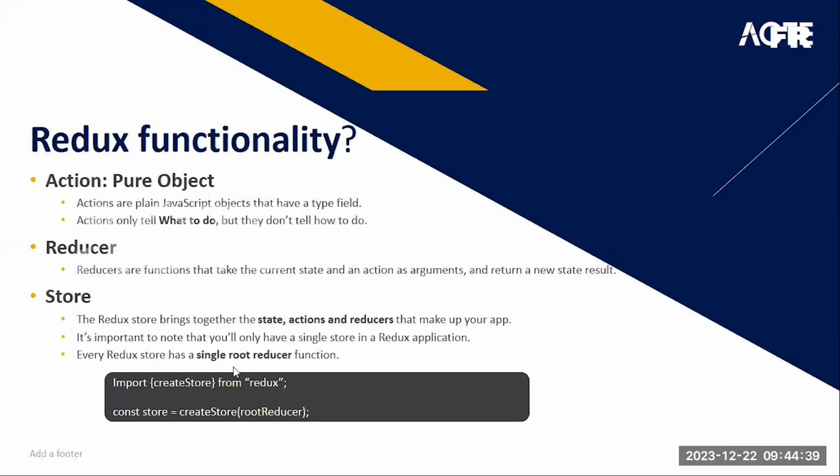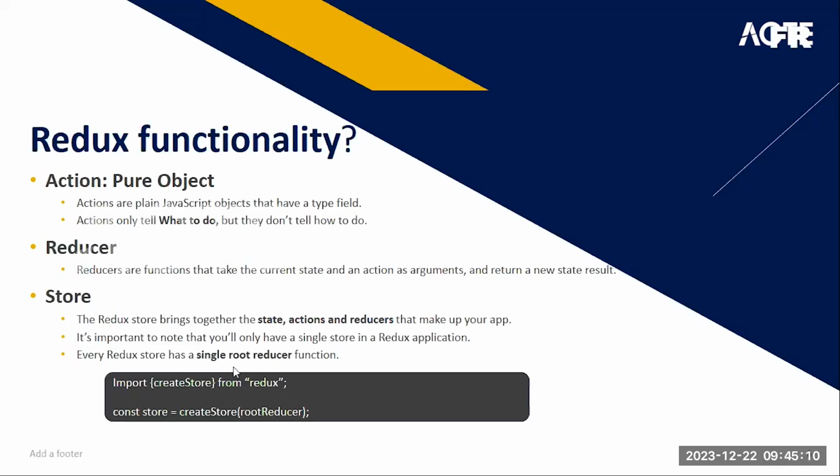Now, how does the Redux functionality work? The action is a pure object. What is a pure object? A pure object will provide the same result if the value is not going to change. In any state, if the value is not going to change, then it will return the same value.